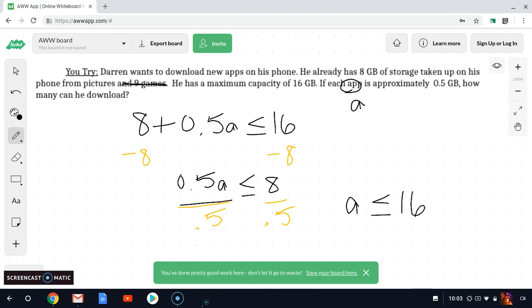All right, so for this one, he has 8 gigabytes of storage taken up on his phone. It doesn't matter how many pictures or how many games, that's already taken up, so the 8 is by itself. Nothing is being multiplied to it. The maximum capacity is 16 gigabytes, so it has to be less than or equal to that 16 gigabytes. He could be at exactly 16 gigabytes or anything less than that, so that's where the inequality symbol comes from.